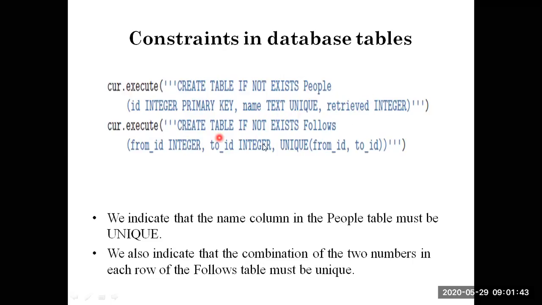And cursor.execute create, and this is for the follows friends. So create table if not exists follows, from id integer, to id integer, unique from id, to id. This is the unique that we have done in data modeling.